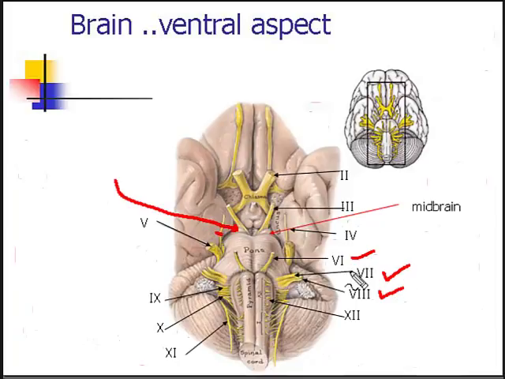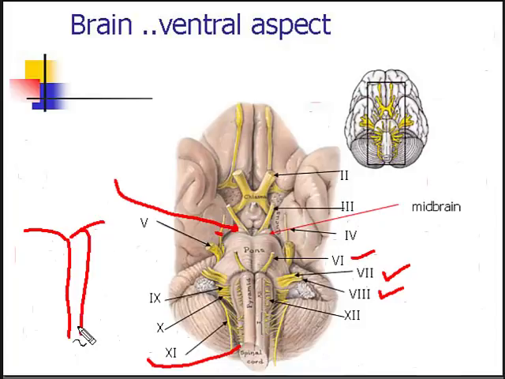Then at the junction between the inferior cerebellar peduncle and the olive. So if I was to draw the medulla, and let's say that's the pons, and this is the pyramid, and this is the olive, and then this is the inferior cerebellar peduncle, this way.